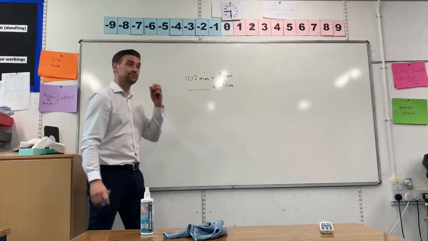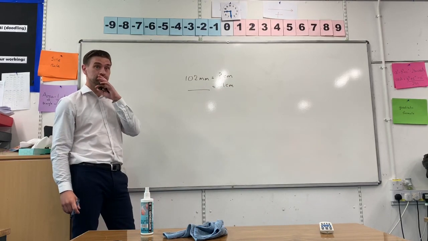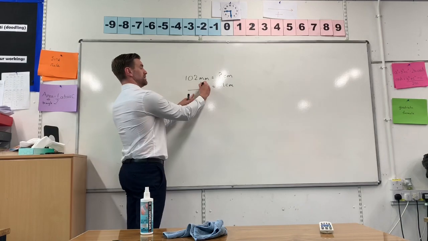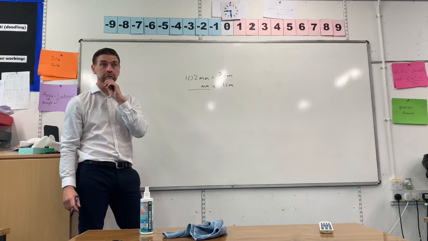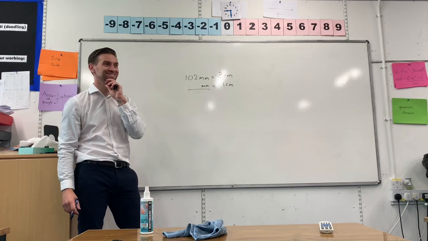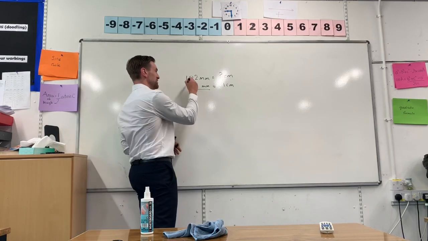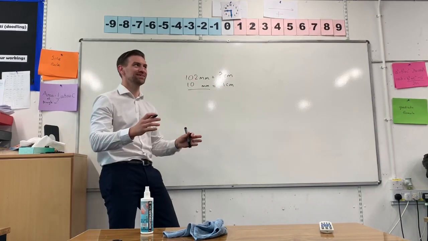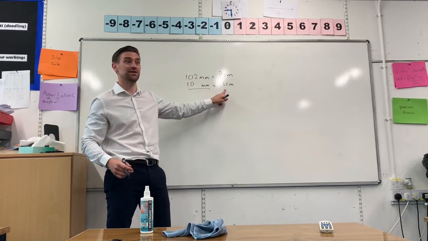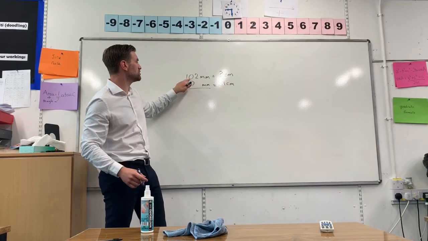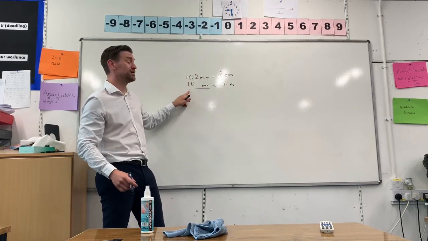What's going to go there? How many millimeters in 1 centimetre? 10. Okay, cool. Don't worry if you get it wrong, it's fine. Yeah, 10 millimetres is 1 centimetre. So 102 millimetres, I need to divide it by 10.